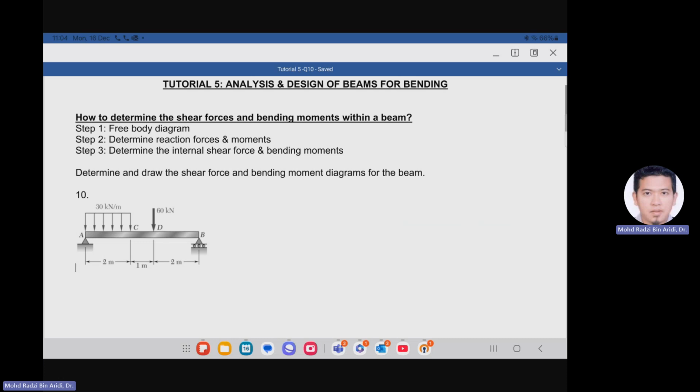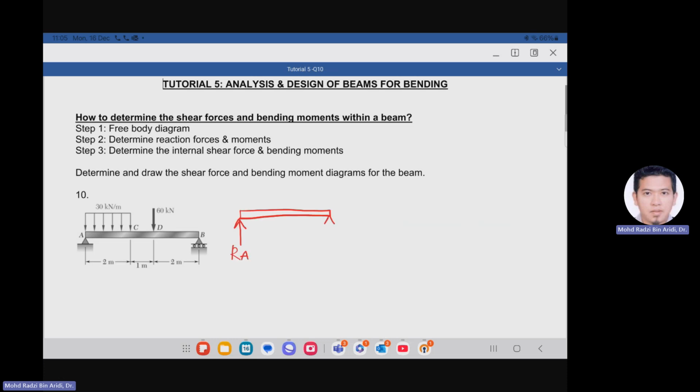Question number 10 is about determining and drawing the shear force and bending moment diagrams for the beam given here. We have a distributed load from A to C, and then we have a concentrated load at point D, and at points A and B, we have the reaction forces, where you need to find the unknown reaction forces at A and B. So first of all, you need to draw the free body diagram to find RA and RB, and to see how we can work on the reaction forces and the moment.